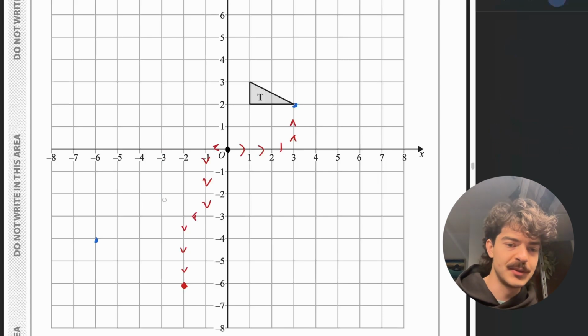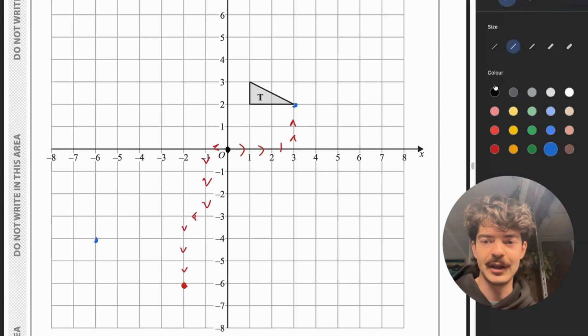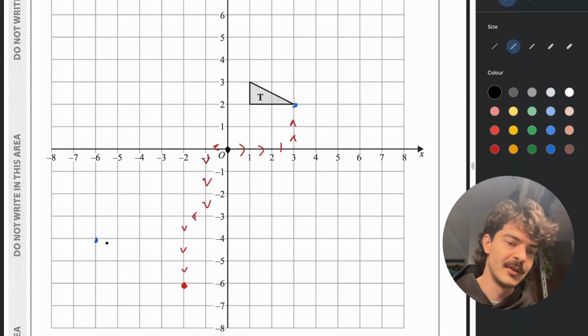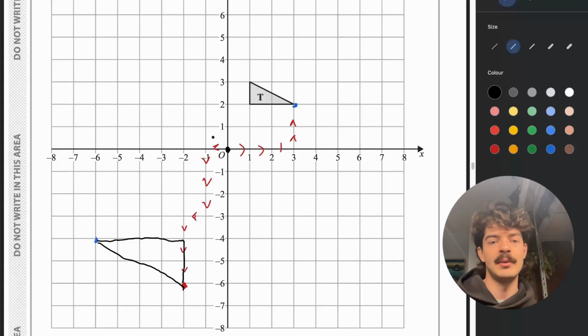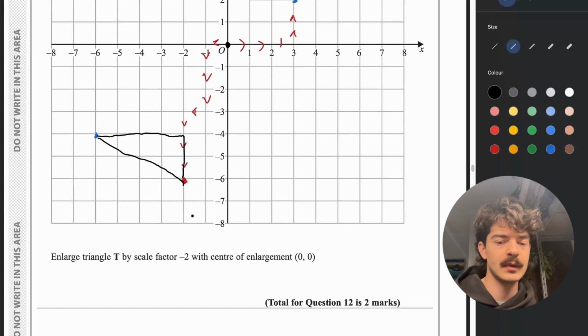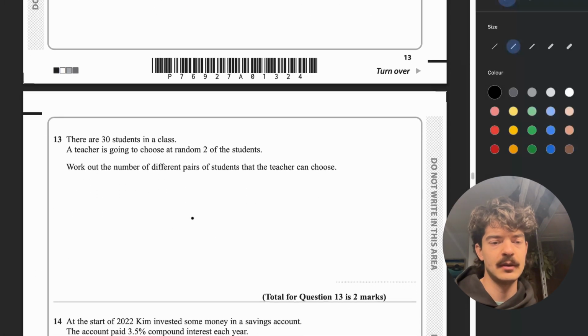Using those 2 points, we can roughly see how the shape's going to look. So we can kind of just draw it on from here. Remember, it's reflecting as well. So actually, it's going to appear upside down over here. There's our new shape. Cool. Yeah, nice. Okay, it's done.